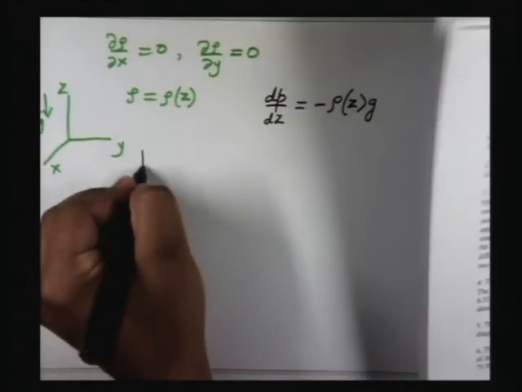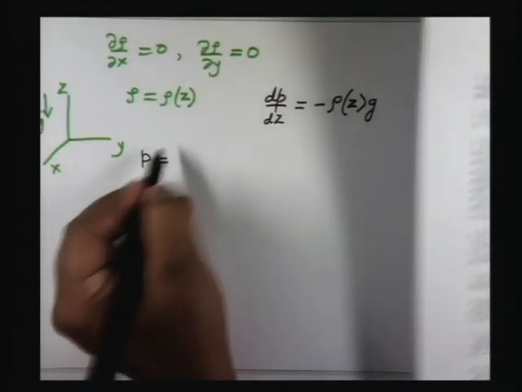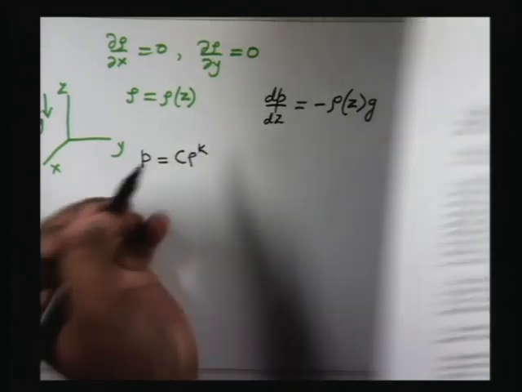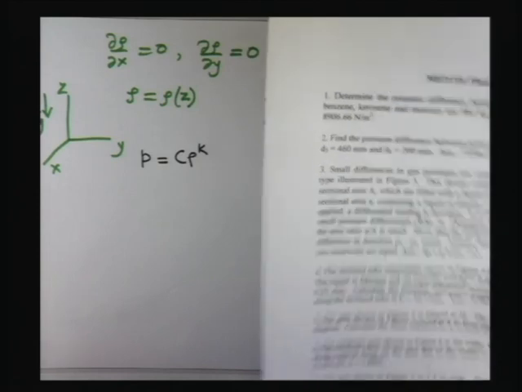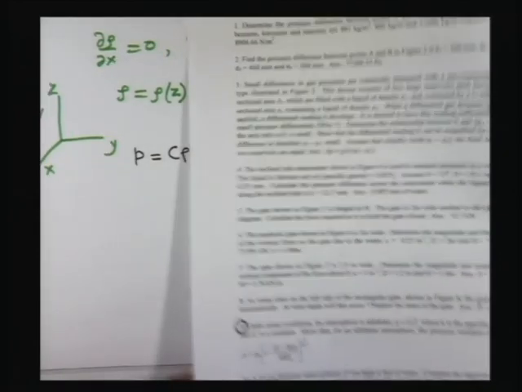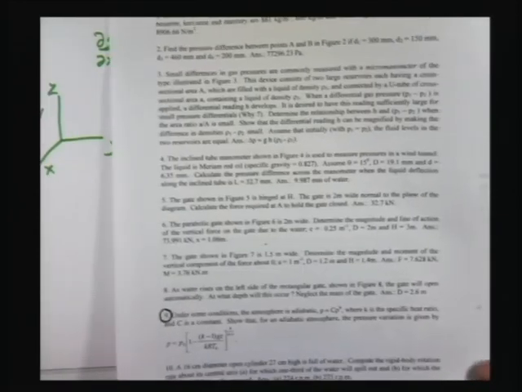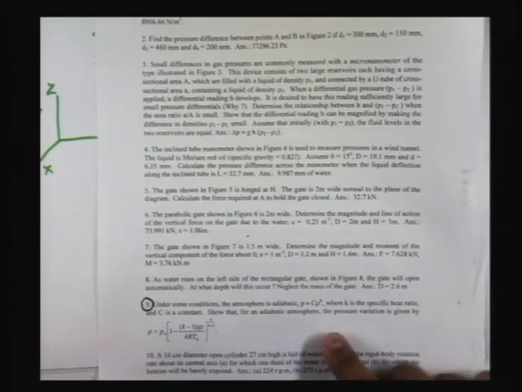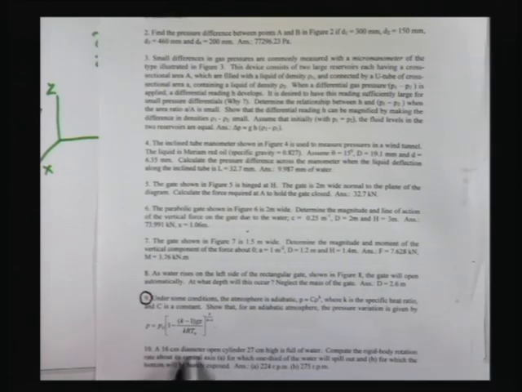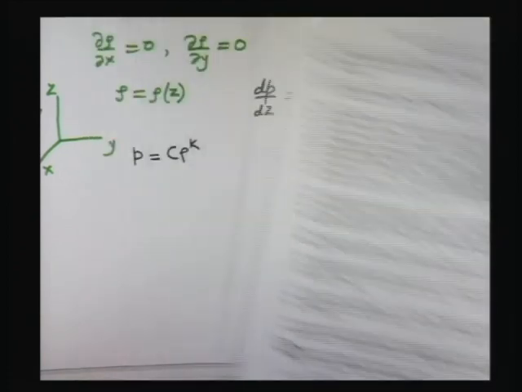You can see, P is equal to C rho to the power k, where k is the specific heat ratio and C is a constant. Show that for an adiabatic atmosphere, the pressure variation is given by something like this. So an expression is given, we'll have to prove it. So let us try to do that.